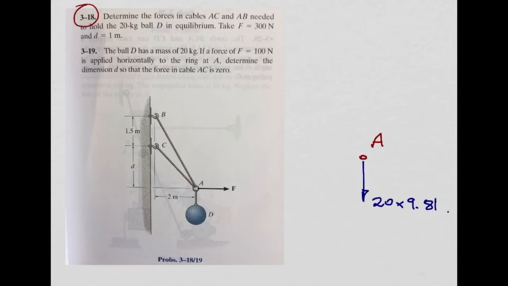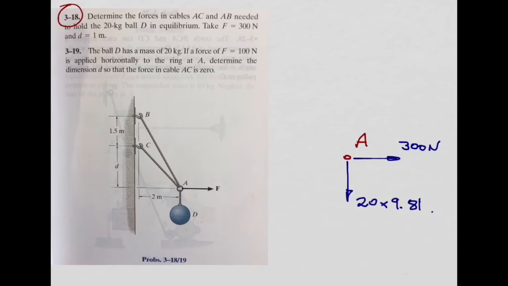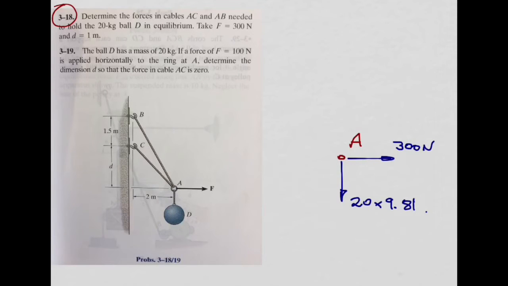The second force I will consider is this force F, 300 newtons. It is this horizontal force here. We know the value of this force, so I'm just going to put here 300 newtons. The units of the weight are also going to be newtons, of course. So we have the horizontal force F. What else do we need to include? We need to include the forces in the cables AC and AB.